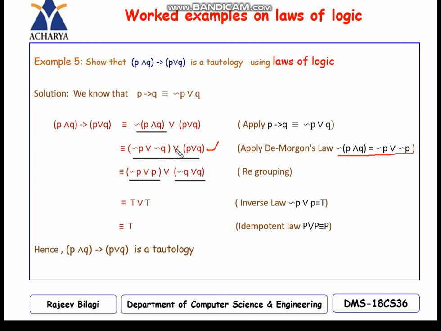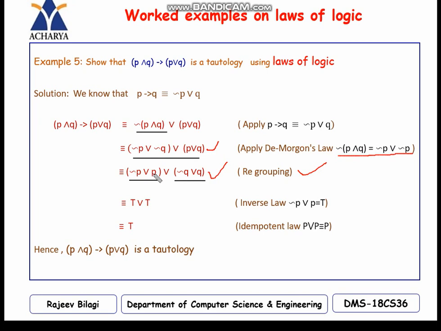Now since it is an OR operator, I will regroup for this particular problem as ¬P or P, ¬Q or Q. If all are the same operator, you can regroup however you want. So now, (¬P ∨ P) bracket complete, or (¬Q ∨ Q). This is the regrouping step.